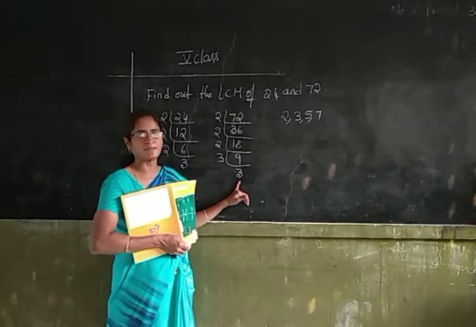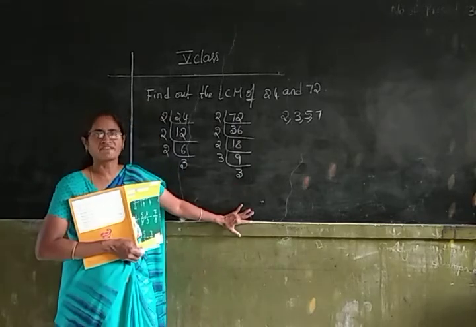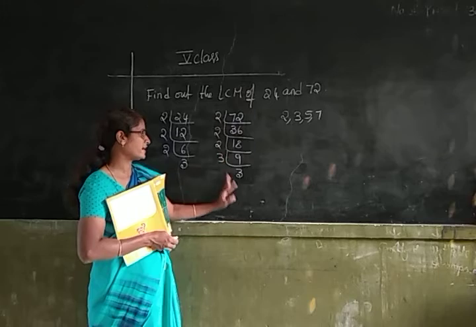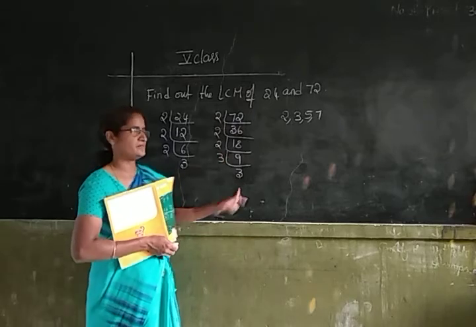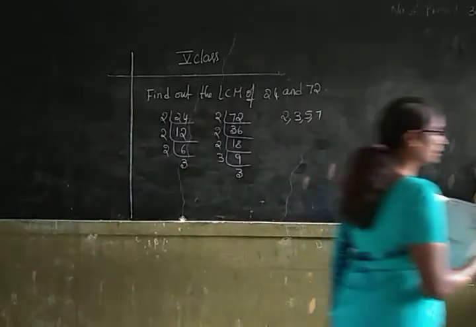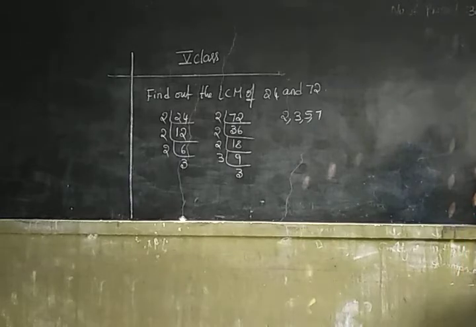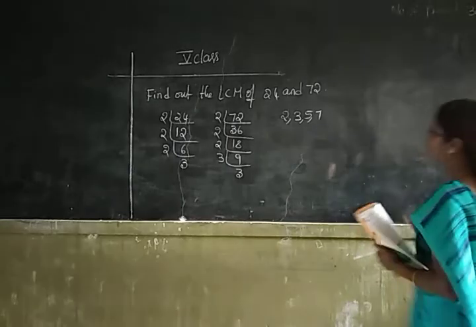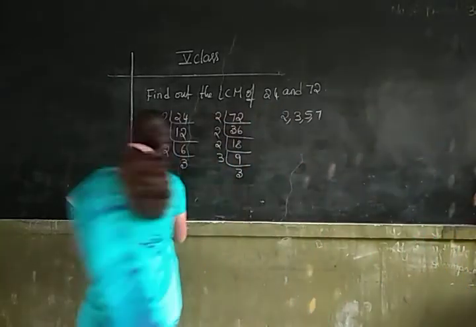Here we got a prime number, so we have to stop the prime factorization. We have to do the factorization until we get a prime number. So now we have found the prime factors of the given numbers. So what are the prime factors of the given numbers?